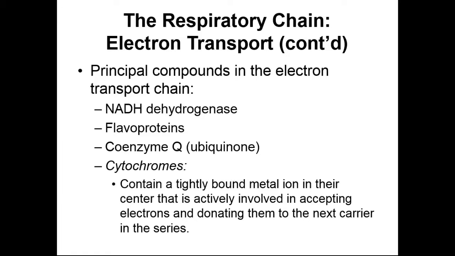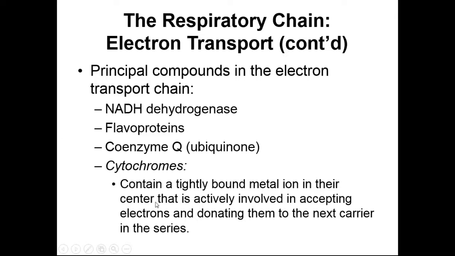We have four primary compounds that are used in our electron transport chain. I should not say proteins, because some of these are not proteins. We have NADH dehydrogenase, then a flavoprotein, then coenzyme Q, and then our cytochromes. So our electrons will go from one to the next, to the next, to the next.